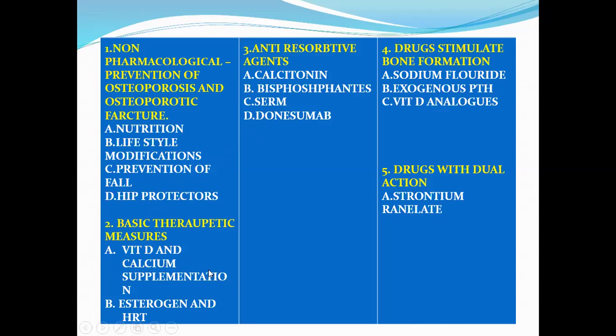Then basic therapeutic measures: vitamin D and calcium supplements are to be given to strengthen the bones, then estrogen, then anti-resorptive agents such as calcitonin, then the bisphosphonates. Then drugs that stimulate bone formation, such as sodium fluoride, likewise vitamin D analogs or the various vitamin D supplements, and muscle relaxants and serotonin agents should be given to these patients.